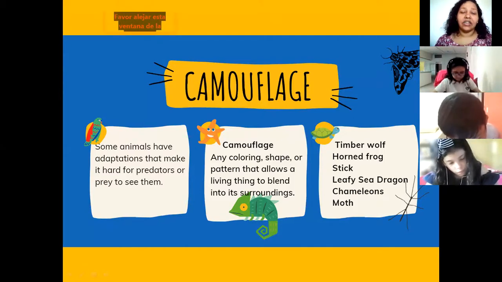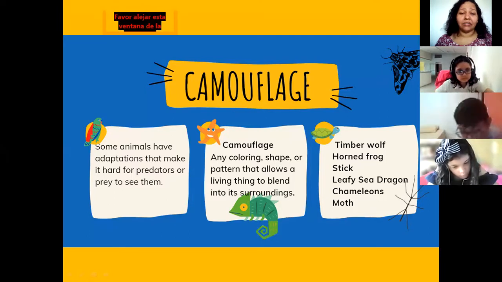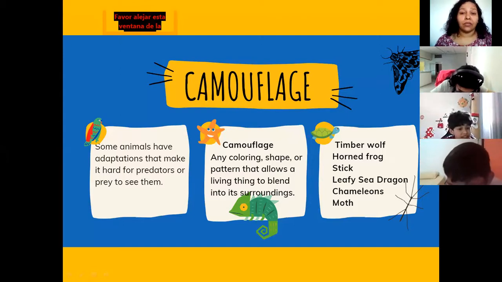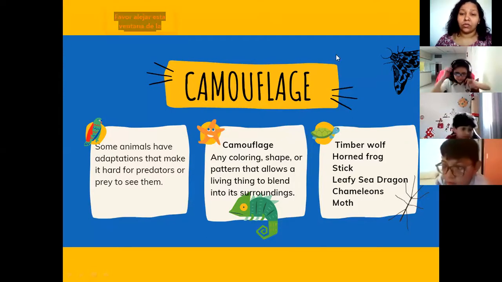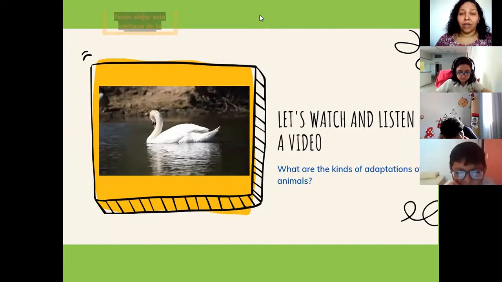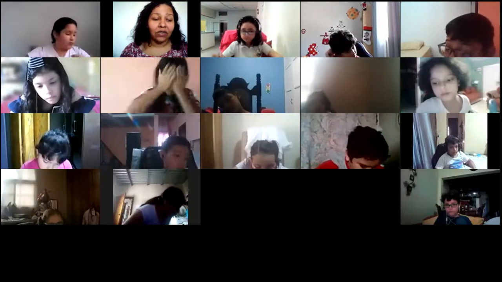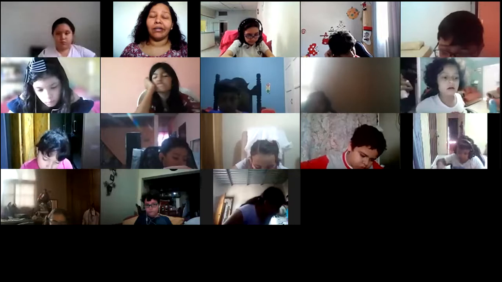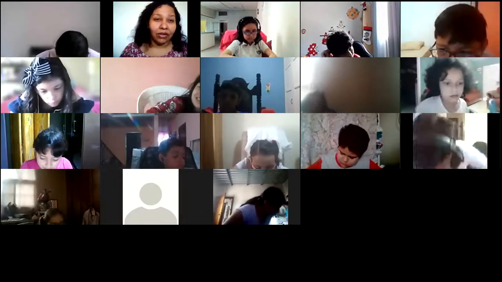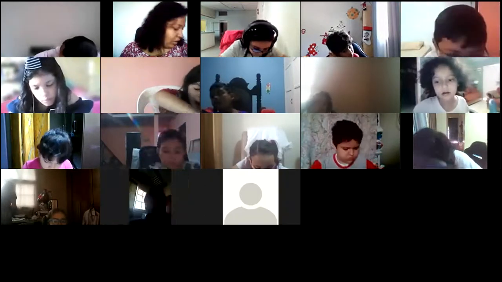Yeah, they camouflage. Any coloring, shape, or pattern that allows a living thing to blend into its surroundings is camouflage. And parrots that are red camouflage in red things. Like the chameleons, she camouflages with all the colors. So we are going to watch a video about how animals camouflage. There is an octopus that camouflages and takes the color of the sand, and a fish like a rock that is camouflaged.